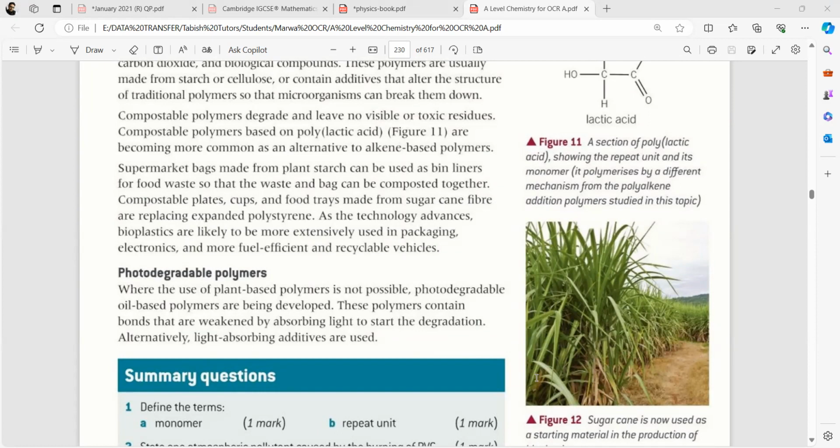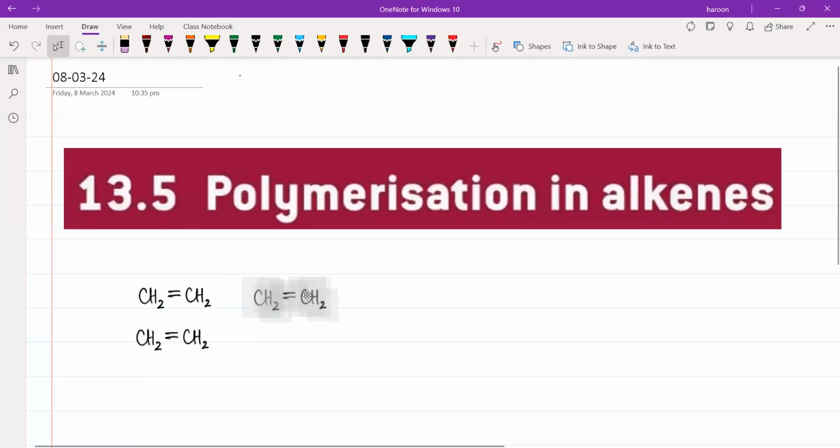CH2 double bond CH2, okay? I can't see the box. Oh, I'm sorry. Can you see it now? Yes. Okay, suppose I have another molecule and I have another molecule and I have another molecule. So these are the molecules of ethene, right? So what is happening now?